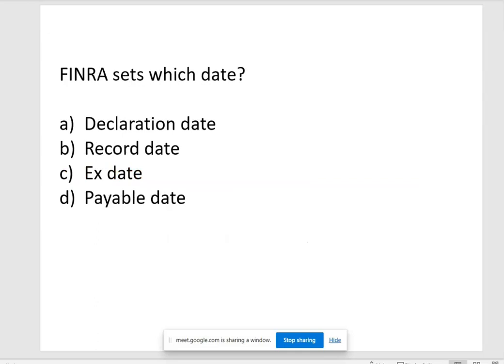FINRA sets which date? A, declaration date. B, record date. C, ex date. D, payable date.